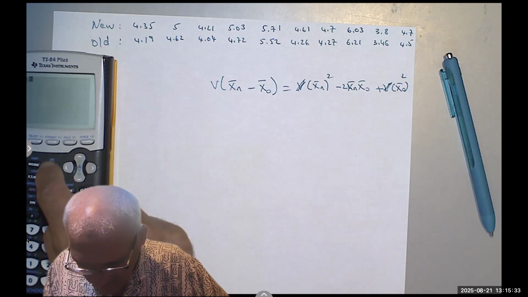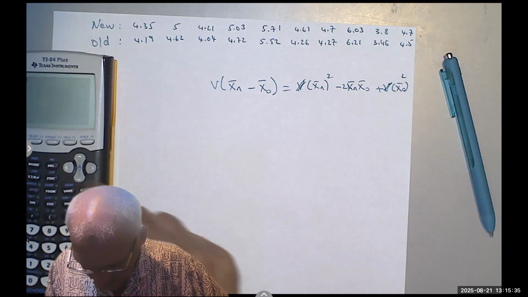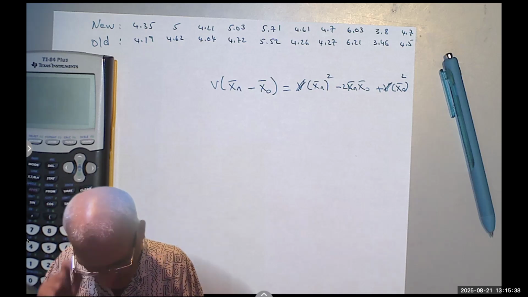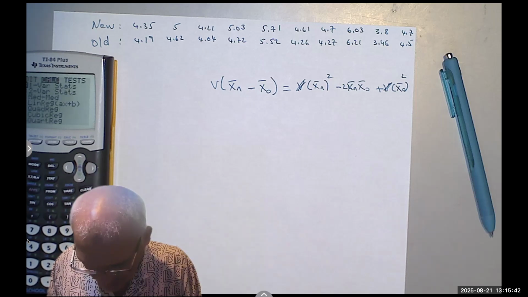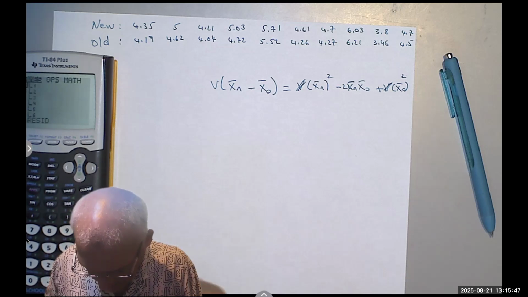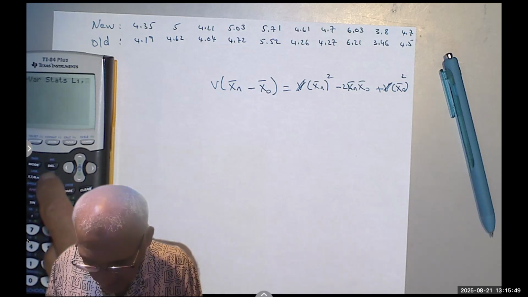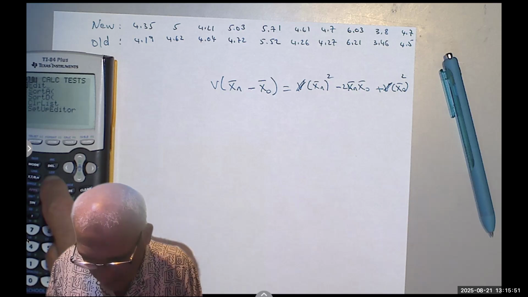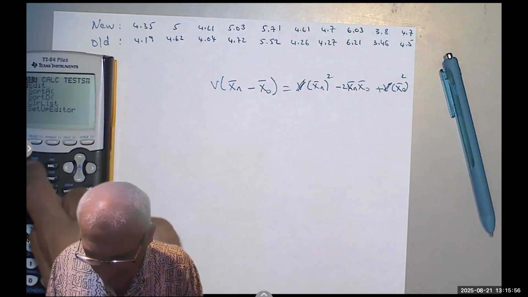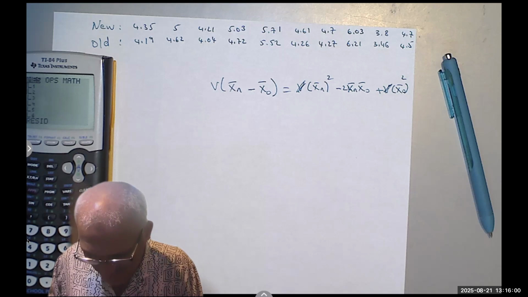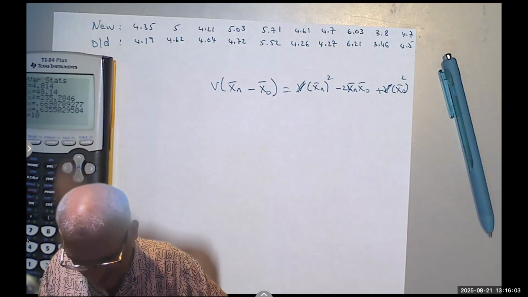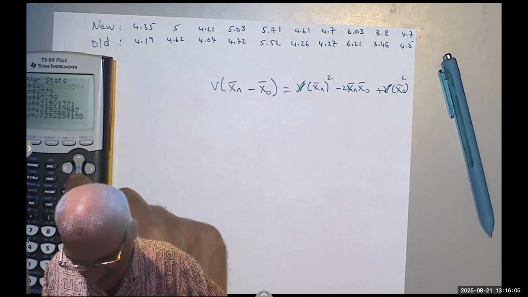Delete that. What did I do? Okay. Sorry, I clicked the wrong thing. Calculate 2 variable stats. So L1, comma, second list, L2. Okay. I always do that. I don't think you will get, yeah, it doesn't give you that.